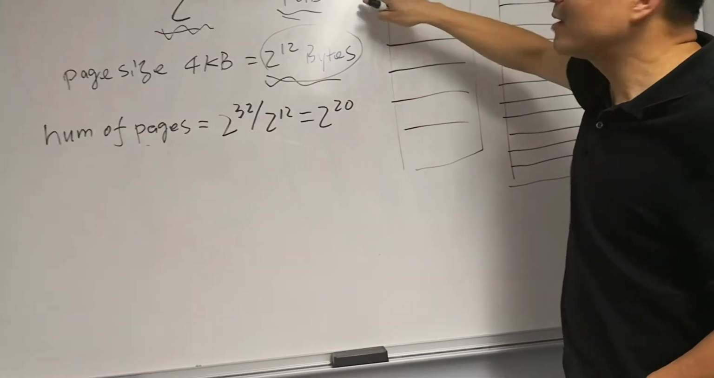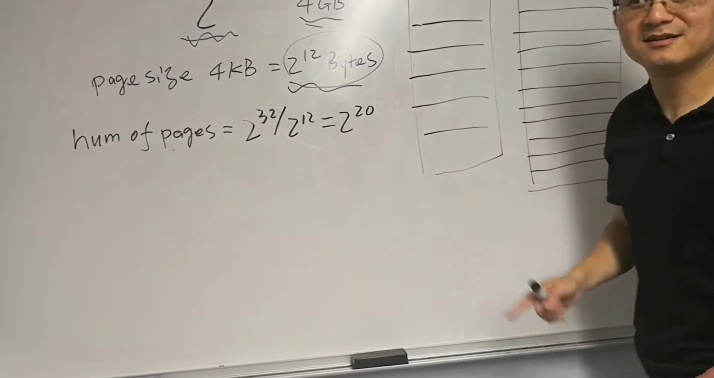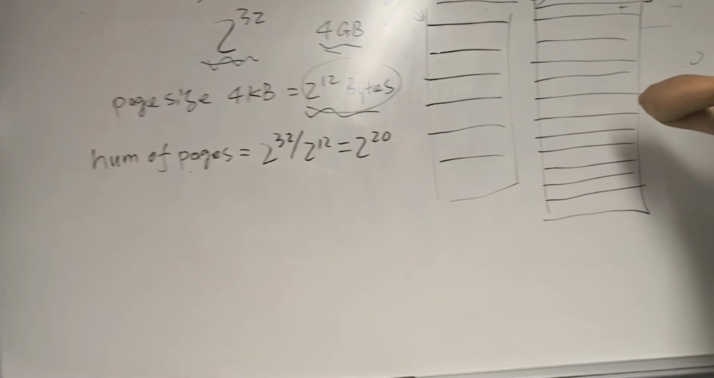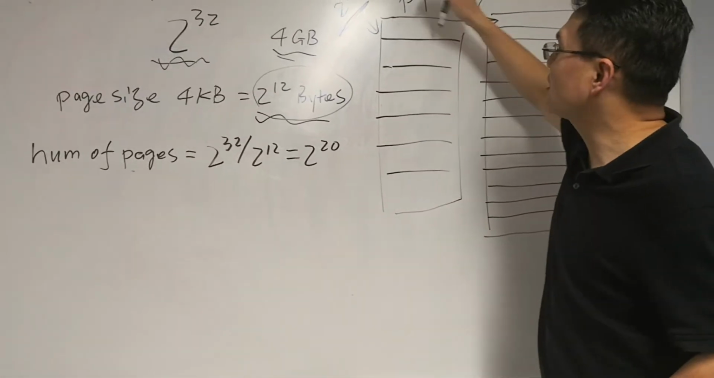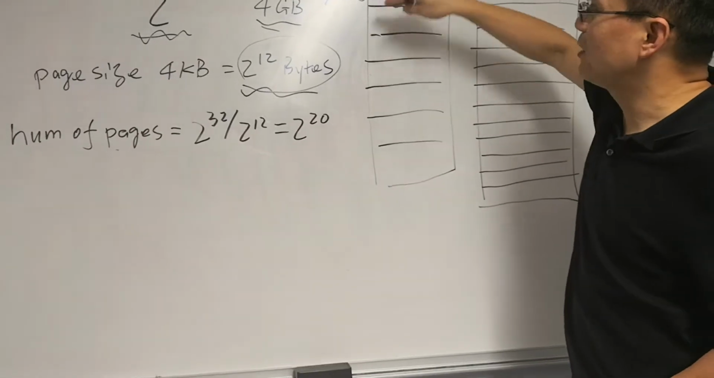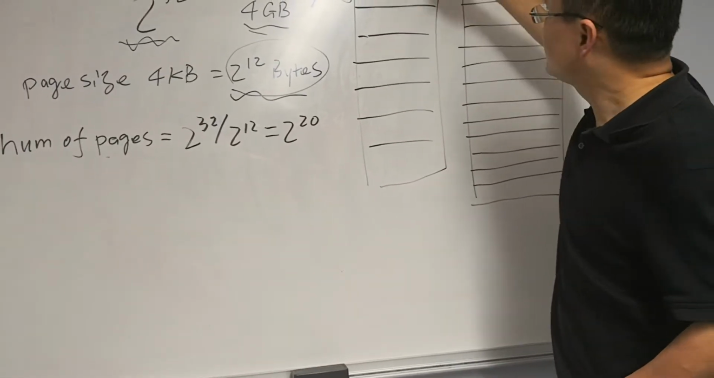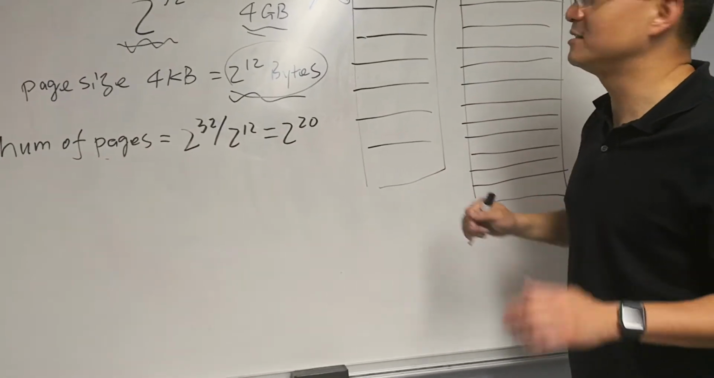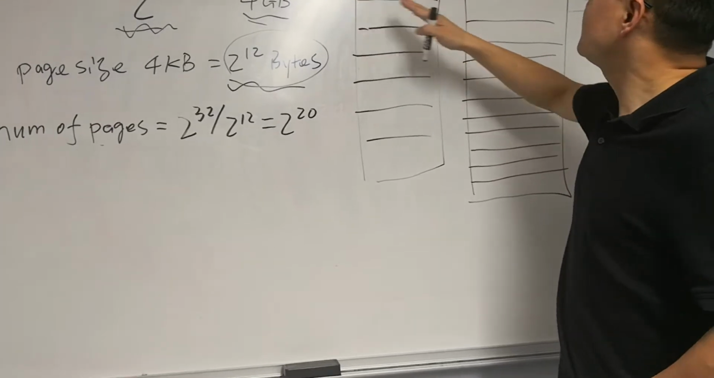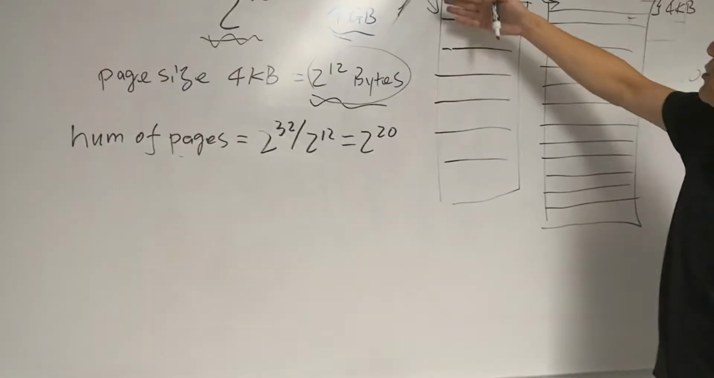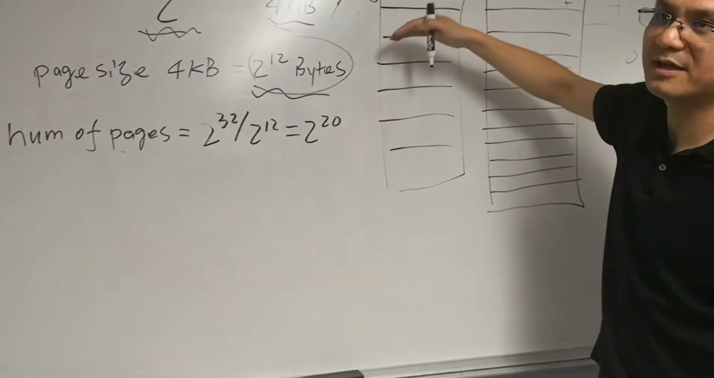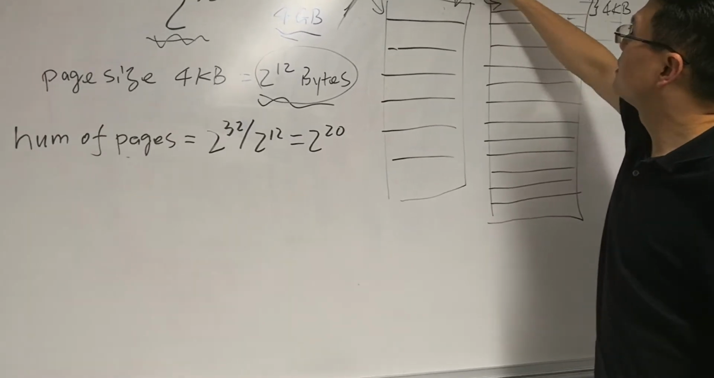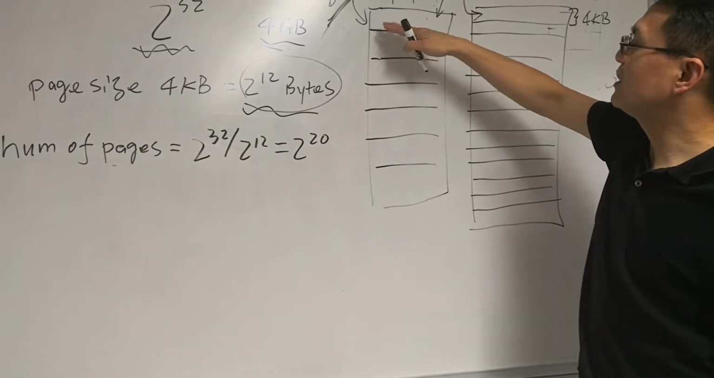How much memory do you need for this table? Have you guys thought about that? So we talk about the page table entry. Each page table entry you can set up however you want, right? But normally for a 32-bit system, for each page table entry you use 32 bits for each entry here.